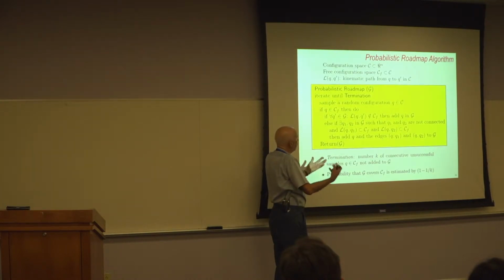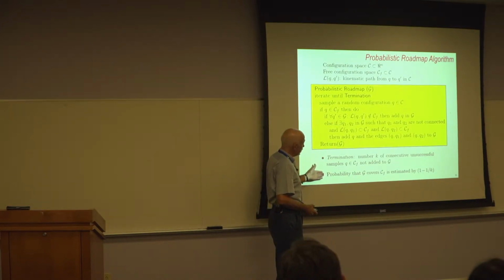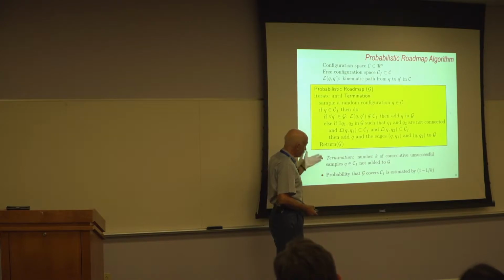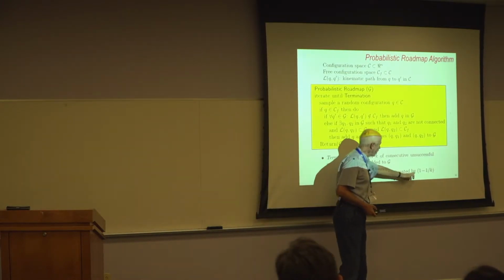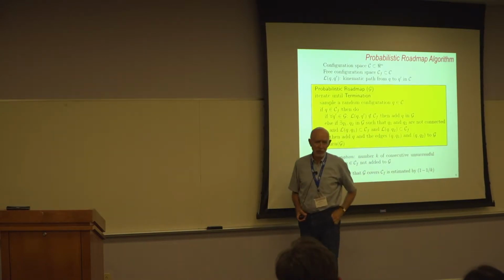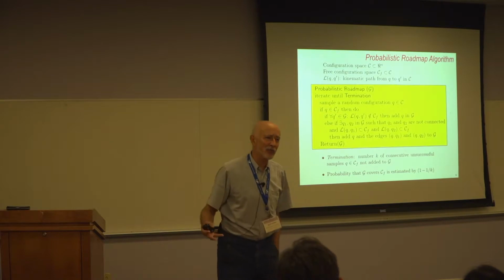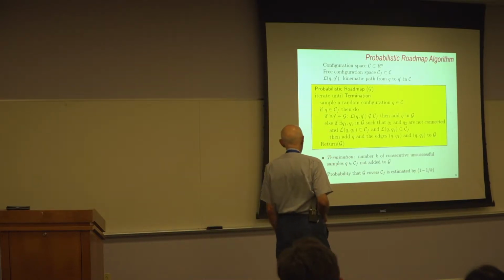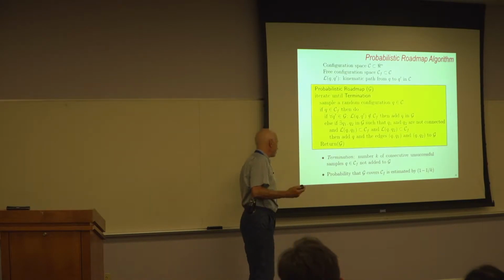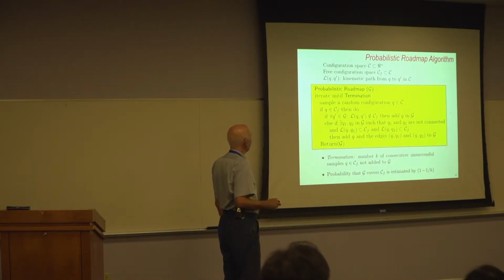You keep finding configurations in the free space, but they do not bring much. And the probability that G covers CF in the precise sense that I defined earlier is estimated by 1 minus 1 over K. So K is, let's say, 1,000. You have a coverage of about 10^-3 of the entire space. Less than 10^-3, that's not covered. And you are happy, and you stop the graph.